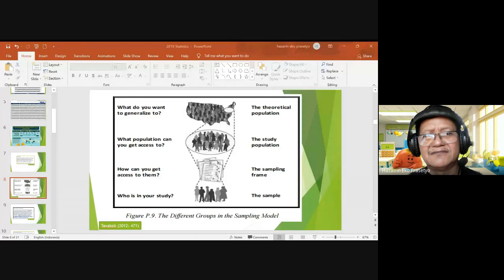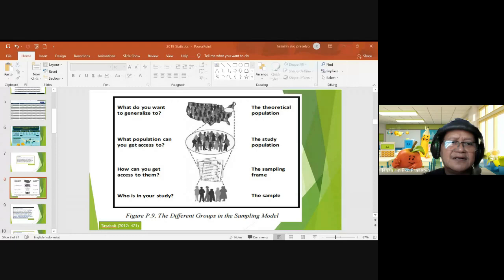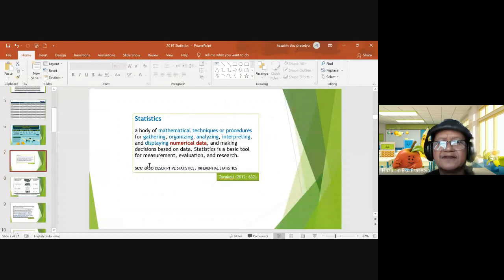So the keyword to sampling technique is access, right? Access. The easier the access, then the smaller the number of people involved in your research. Okay, this is an example of how data gathering is done in your research, gathering of data. And then the second statistical activity in your research is organizing data. Okay, organizing data.